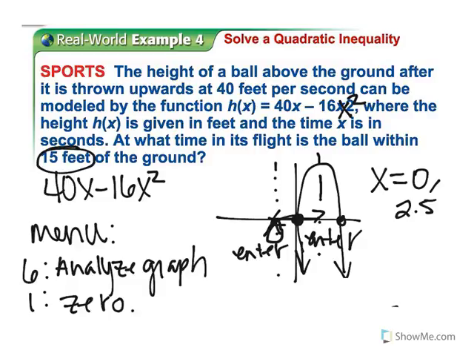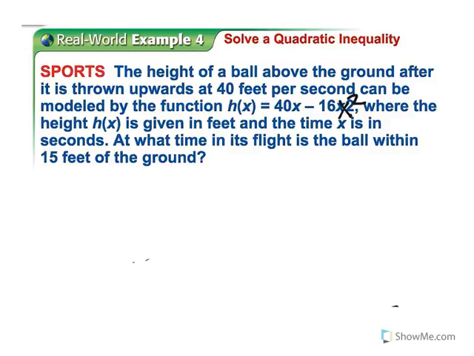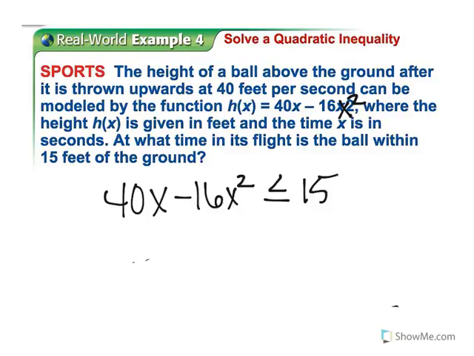So now you got a little bit of practice of how to find your zeros. Now we need to think of this function relating it to the 15 feet. I'm going to erase this. So, relating it to the 15 feet, we want this function to be within 15 feet of the ground. So this is how we actually have to set it up this time.